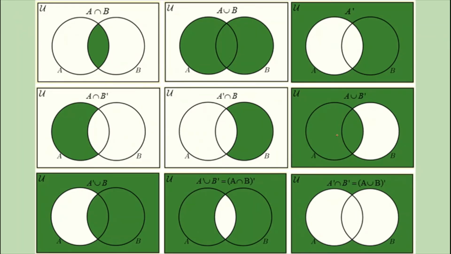Okay, on screen now you can see basically just a summary of all the different combinations you might get. Just be very aware of all these different versions. In each case, I've highlighted in green the area that would be given by the expression at the top. You don't need to remember these, you don't need to copy them, but they're there for you to refer to.